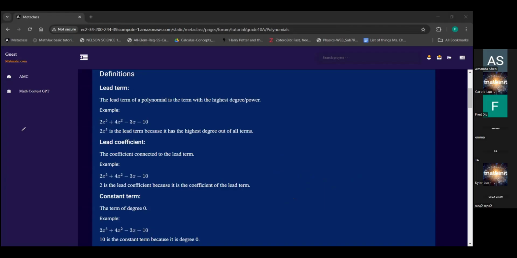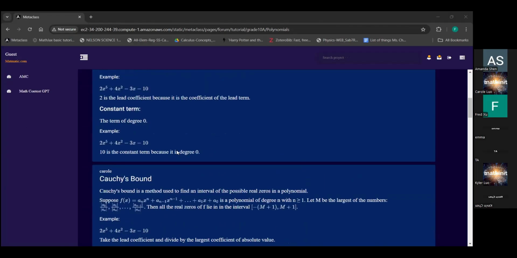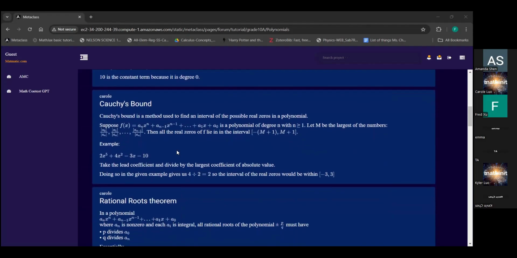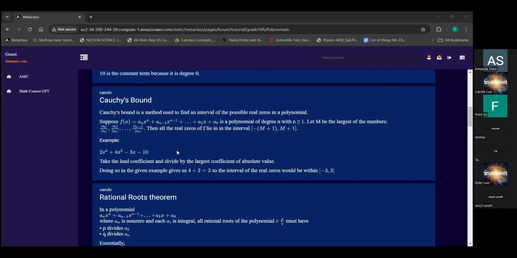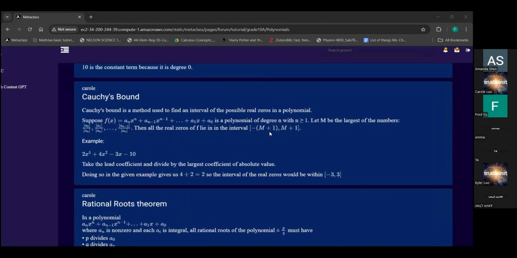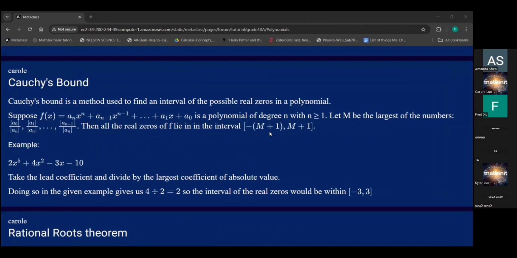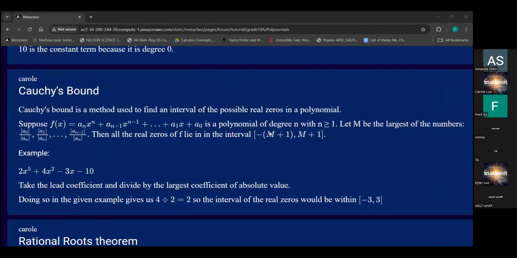Okay, any questions here? Okay, moving on. So I'll be talking about Cauchy's bound. So Cauchy's bound is a method used to define an interval of possible real zeros.